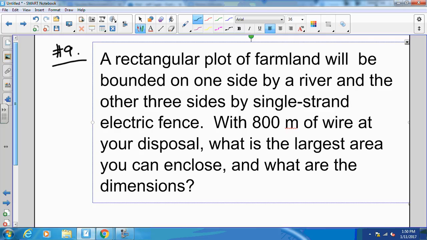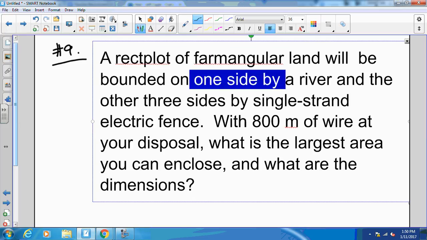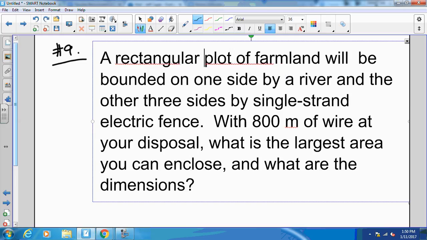What are we talking about here? Let's draw it. I want all of you to draw a rectangular plot of farmland that is bounded on one side by a river. What happened there? That is bounded on, it really thinks that's misspelled? Huh. It's bounded on one side by a river and on 3 sides by electric fence. Go ahead and draw that.